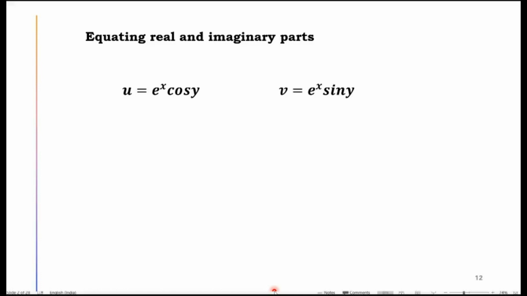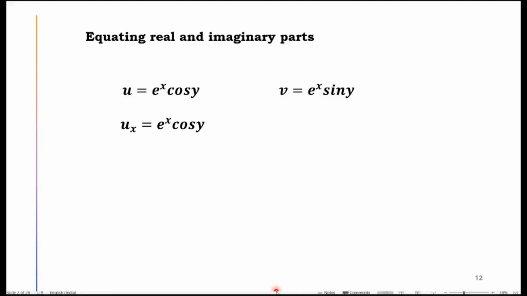Again calculating ux uy vx vy. तो ux partial derivative of u with respect to x क्या होगा? What is the partial derivative of u with respect to x? y का जो टर्म है कांस्टेंट हो जाएगा, same as u function, correct? So it is e raised to x into cos y. तो ux is equal to e raised to x का डेरिवेटिव e raised to x ही होता है, इसीलिए e raised to x cos y.